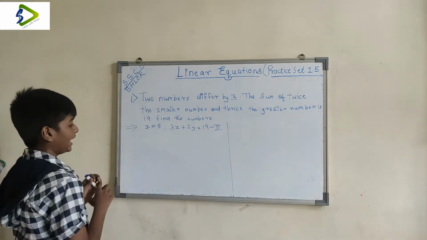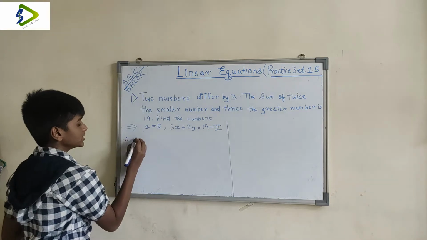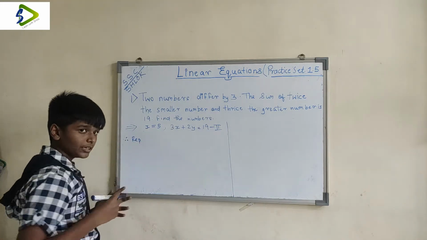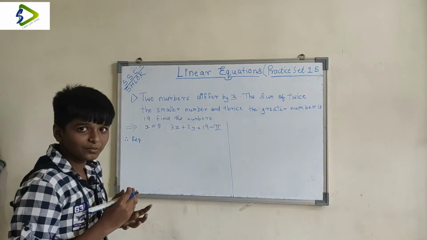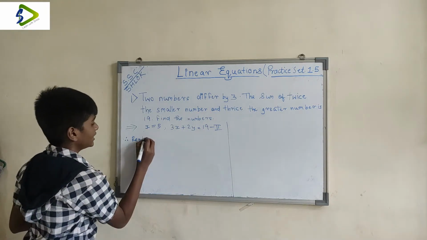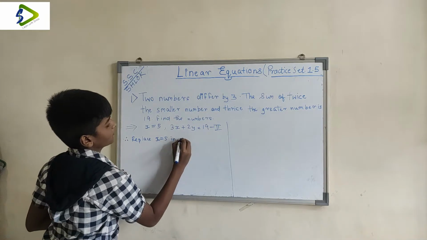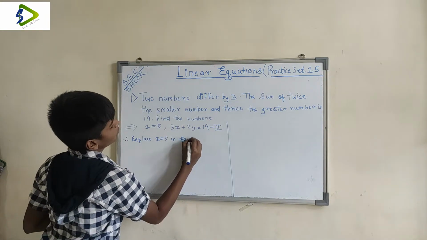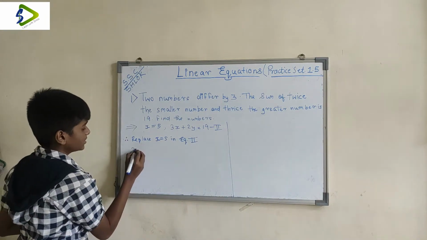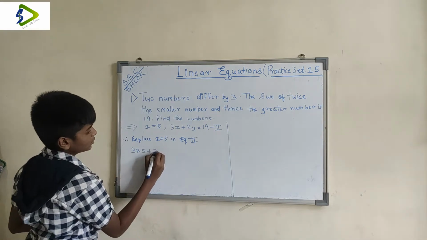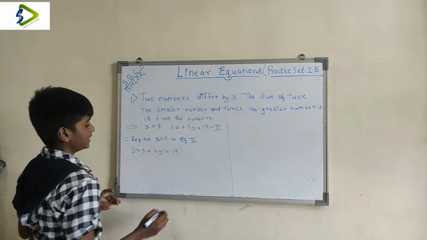So sorry, before you write this, you must tell what you are doing. Because I am saying, but in the paper you cannot say in the paper, you have to write it. So you have to write it like replace x is equal to 5 in equation 2. So now we can write it as 3 times 5 plus 2y is equal to 19. Now we can solve this.